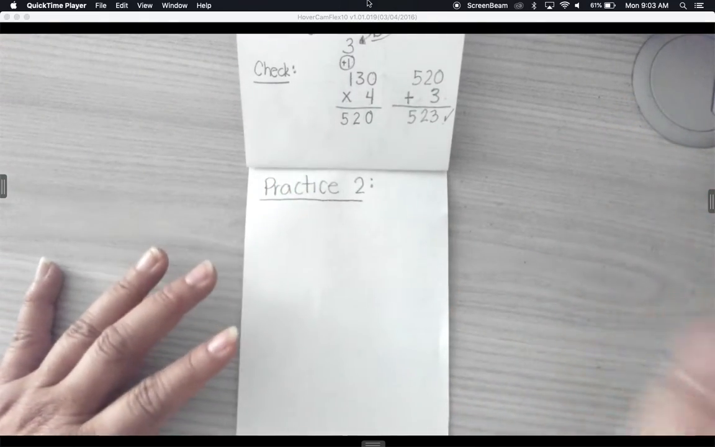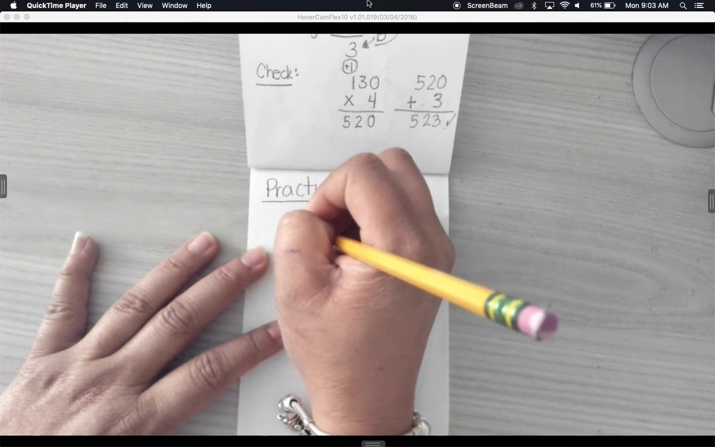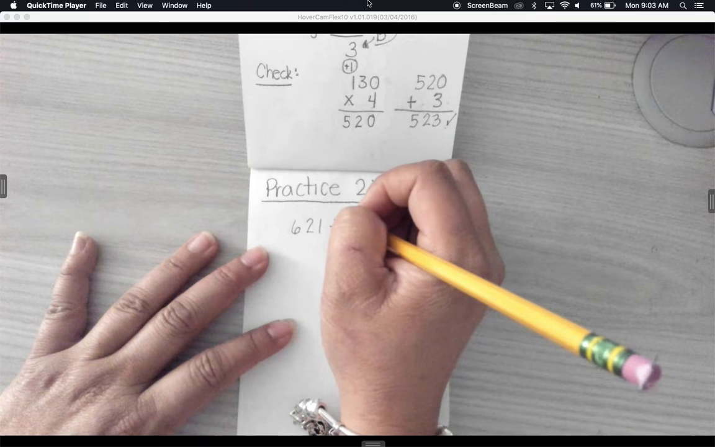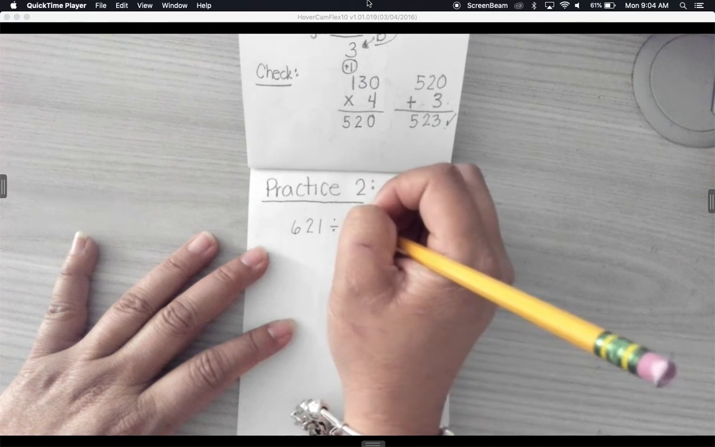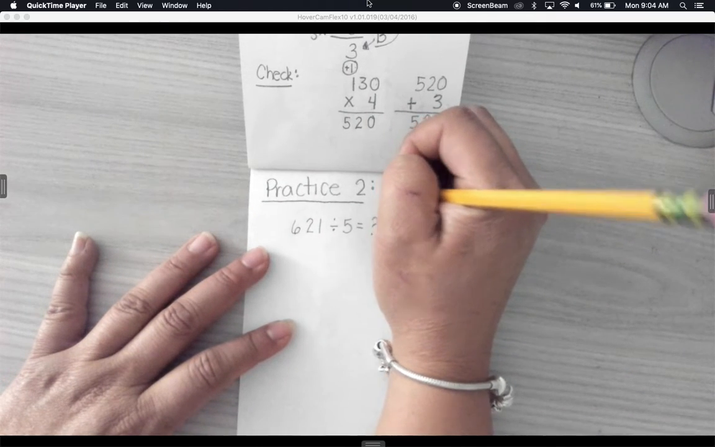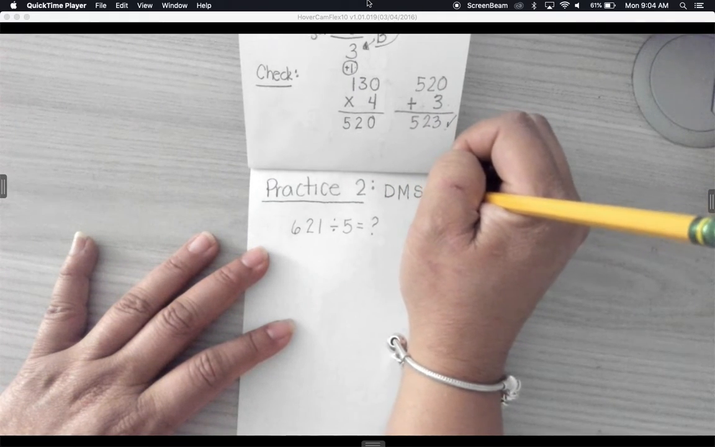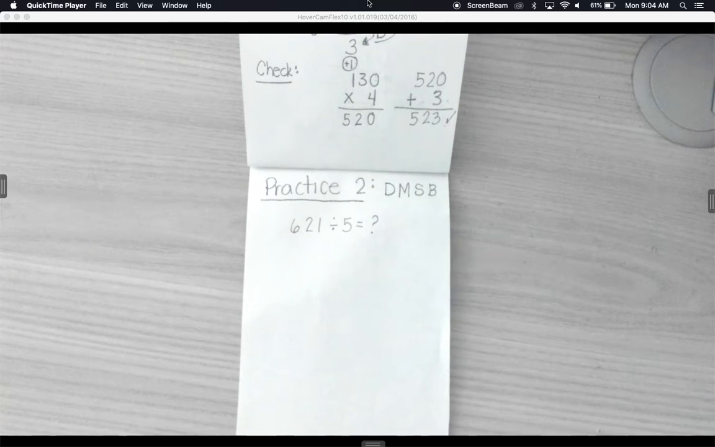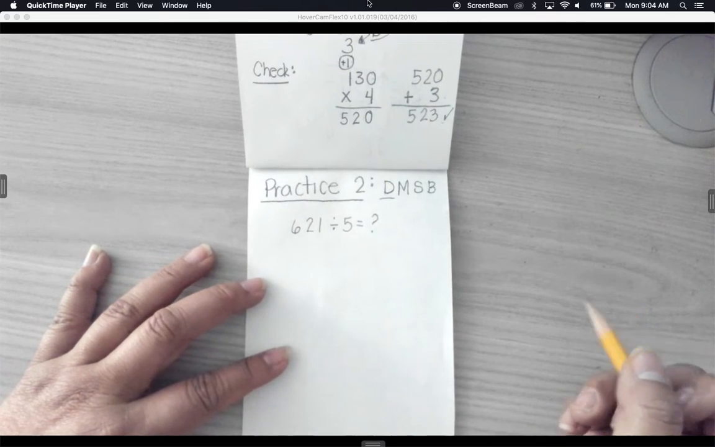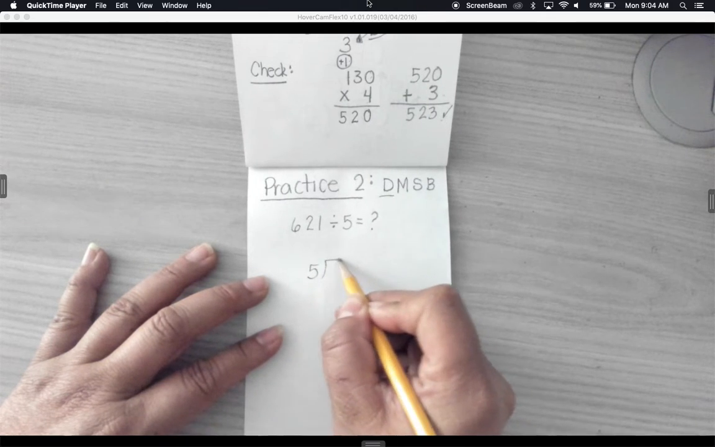Let's write a number down. I want to know 621 divided by 5. I want to know what that is. What are my steps again? D, M, S, B. What am I going to do first? Dad tells me I'm going to divide, and I'm going to do it long division, right? So I'm going to set up my problem.